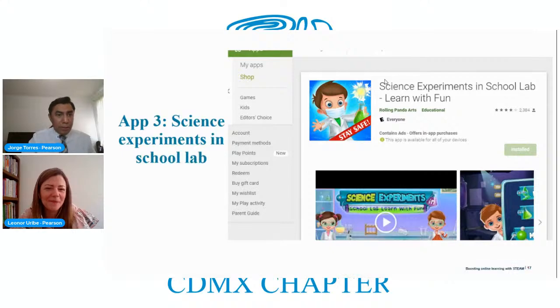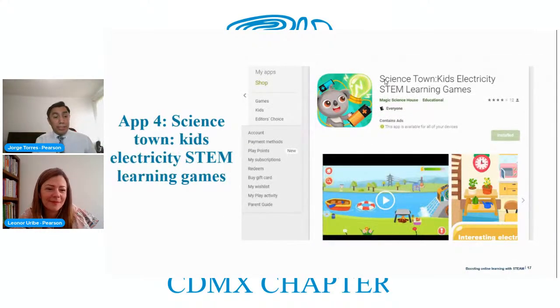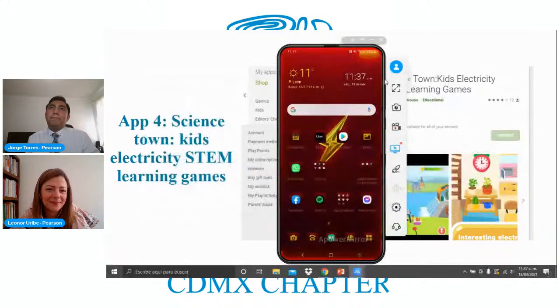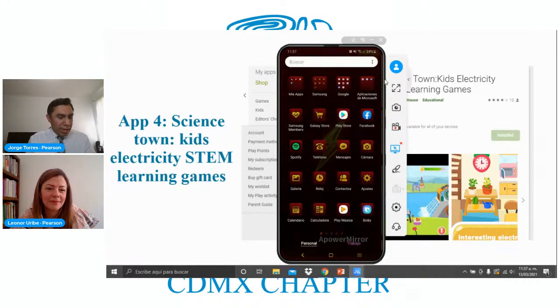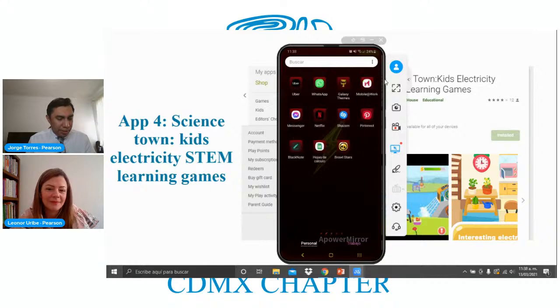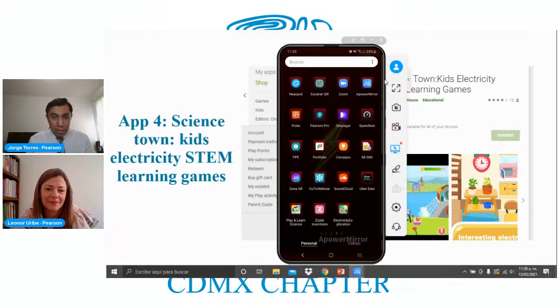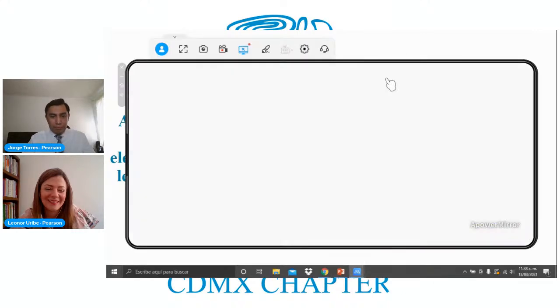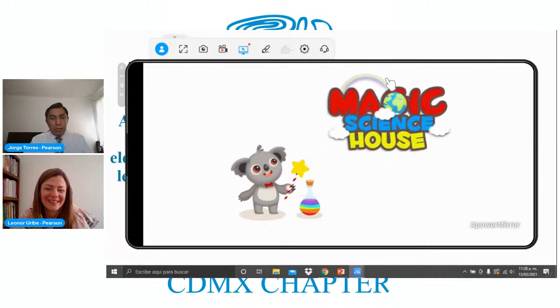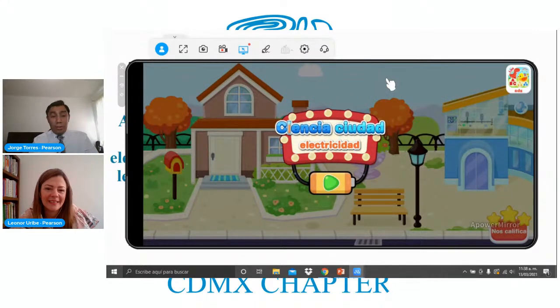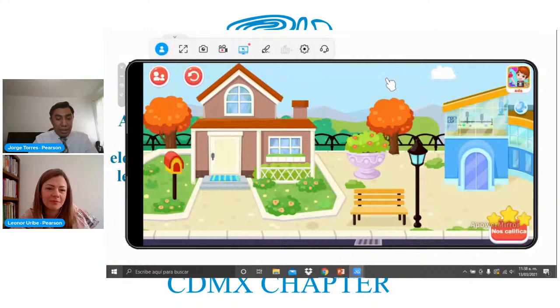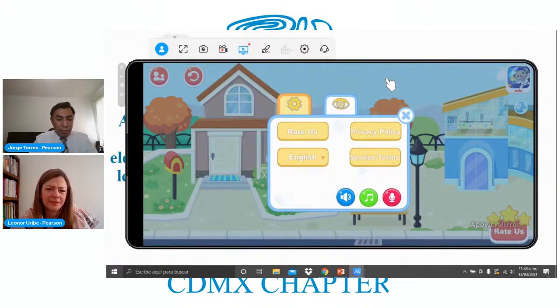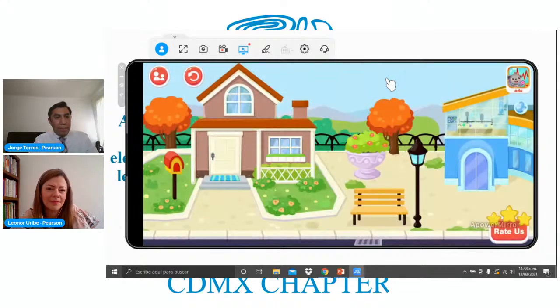Okay. Nice. The final one is called Science Town Kids Electricity STEAM or STEM Learning Games. In this application, we are going to learn everything about energy and electricity and what objects in our house actually use energy or consume electricity. Let me find the application. This is the one. I'm going to click in here. There you go. The only problem with the last two apps I'm showing is that we have to set the language to English. By default, the applications will start in Spanish, but we can switch the language to English.